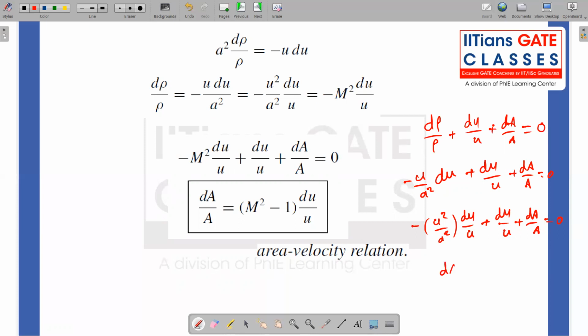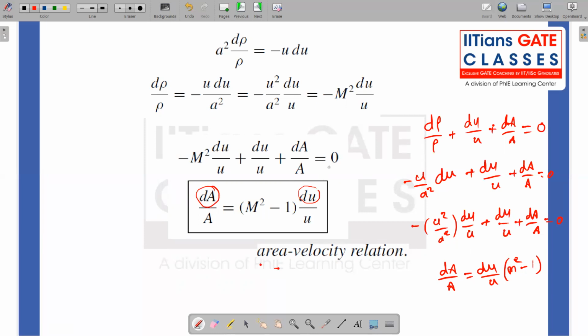So now take the du by u terms to the other side and keep dA by A on this side. So dA by A equals du by u, taking common, u square by a square minus 1. What is u by a? That is the Mach number. So M square minus 1. Very important relation we actually got now. This is referred to as the area velocity relation, not the area Mach number relation. It says that for a differential change in area, how does the differential change in velocity look if my Mach number is less than 1 or greater than 1.